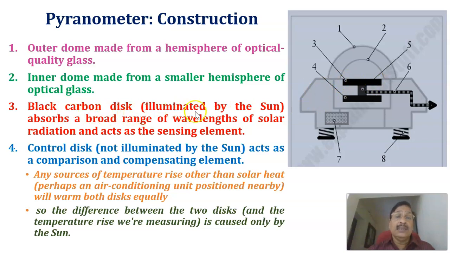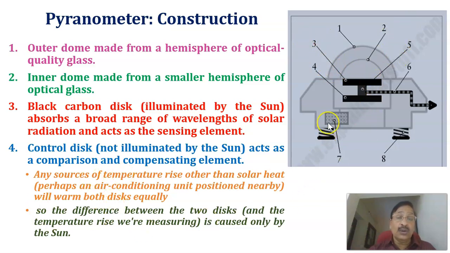The black carbon disc is illuminated by the sun's radiation, absorbs a broad range of wavelengths of the solar radiation, and acts as a sensing element. This acts as a sensing element, to which the solar radiation falls. And another disc is there that we call the control disc, that is not illuminated by the sun, and that acts as a compensating element. Therefore, this is a cold junction and this is a hot junction. A voltage will be developed in this thermocouple or thermopile, proportional to the difference in temperature, or the radiation falling on this.